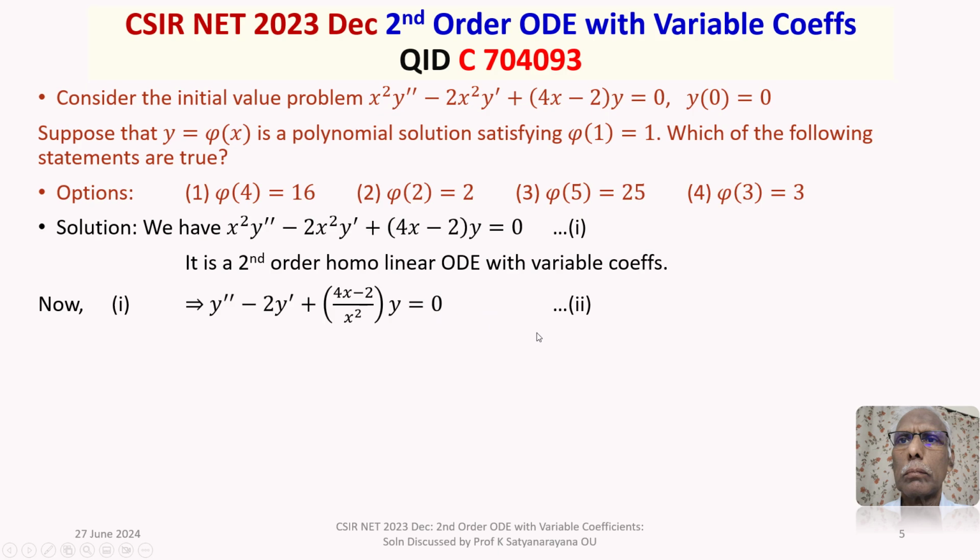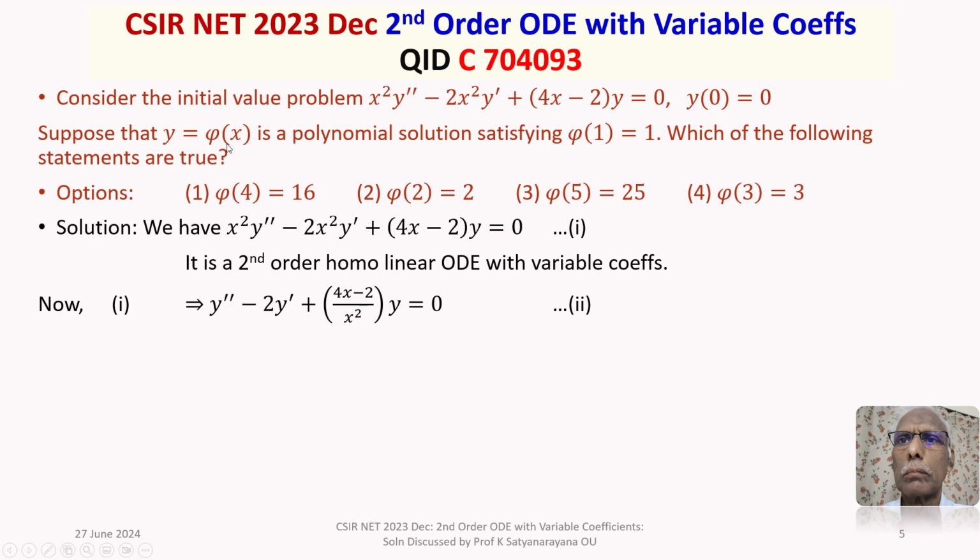So now let us look at the question. y is equal to phi of x is a polynomial solution satisfying the condition phi of 1 is equal to 1. If you look at the options, if phi of x is equal to x, then phi of 1 is equal to 1, phi of 2 is equal to 2, phi of 3 is equal to 3. If phi of x is equal to x satisfies this differential equation, then your answers will be option 2 and option 4.